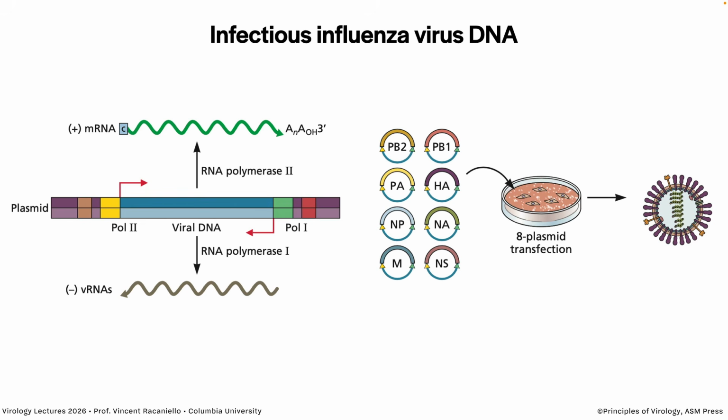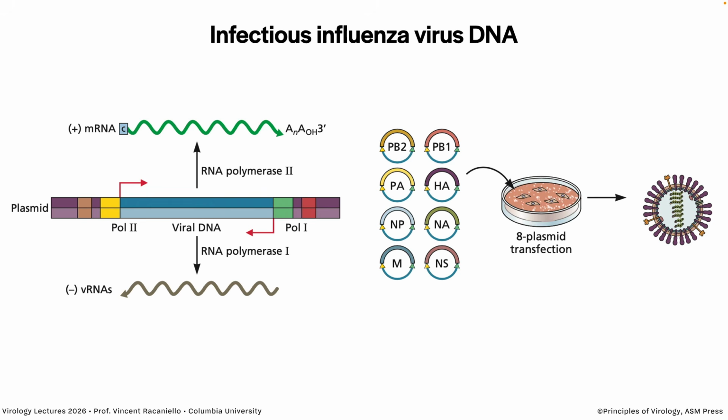So, for example, another example of infectious viral DNA is for influenza virus, and I want to show you this because it's different from poliovirus. Poliovirus, the genome is a single strand of RNA, but influenza virus is segmented. There are 8 RNA segments. So what you have to do is make a plasmid that has 2 promoters on it, a Pol2 and a Pol1 promoter. These are promoters for cellular RNA polymerases. And so inserted into these plasmids are the viral DNA sequences, 1 for each of the 8 segments.